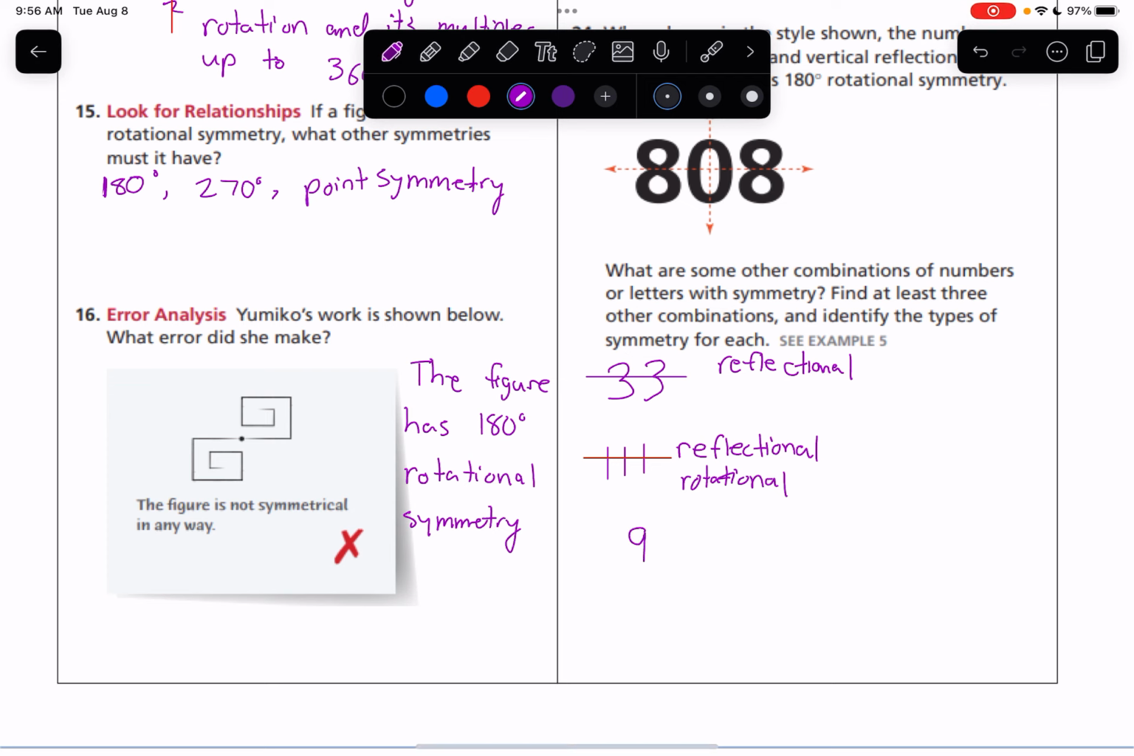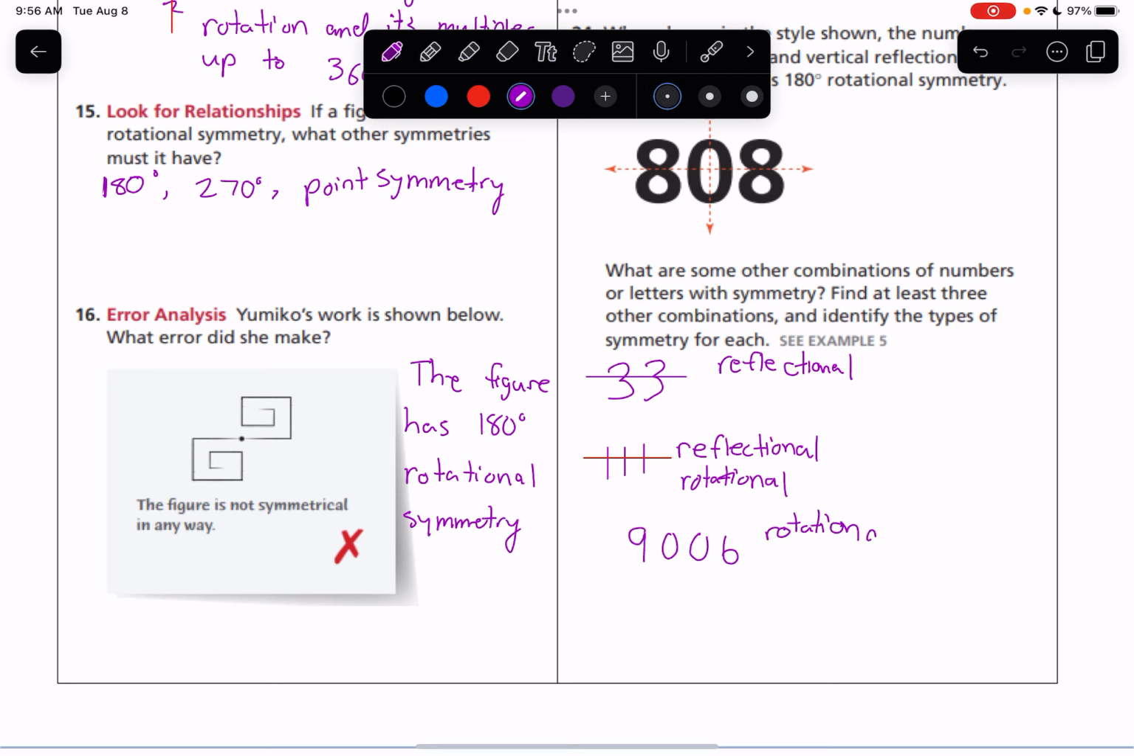The number 9006, for example, has rotational symmetry. Since it's 180 degree rotational symmetry, it's also known as point symmetry.